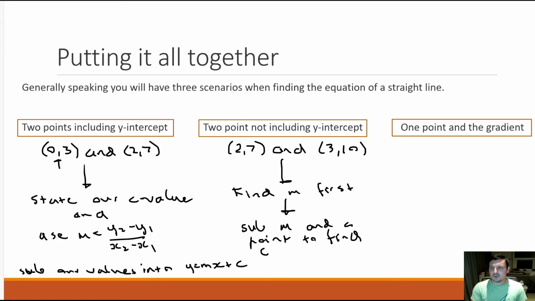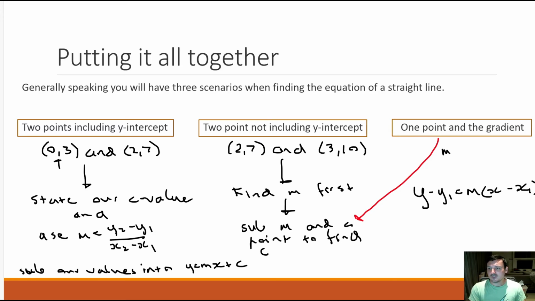So if I've got 1 point and the gradient, I can still do that. I can actually go straight to here. There's also a different rule that we can use, and that rule is y minus y1 equals m(x minus x1). The beauty of this is it almost puts it in mx plus c form when you put your point in and when you put your m in.